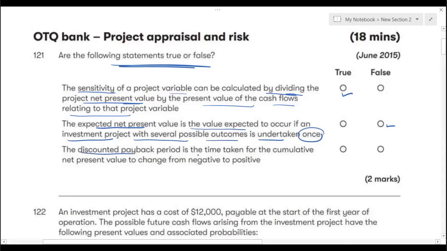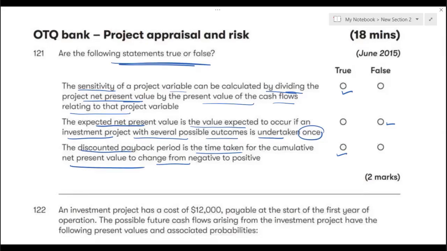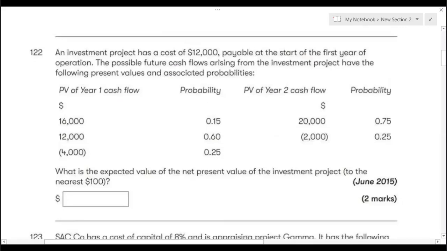The discounted payback period is the time taken for the cumulative net present value to change from negative to positive. True. Logically, discounted payback, even a simple payback, is the time period when your negative cash flows become positive. So statement 3 is correct.